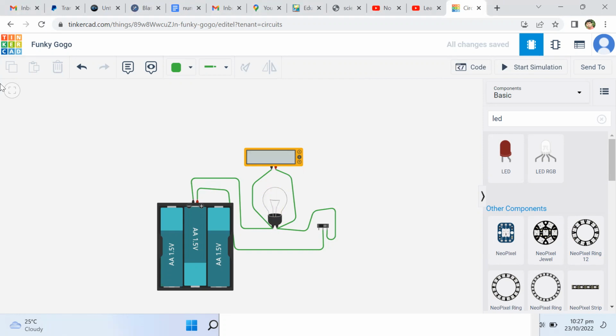Okay, now you know the battery serial connection. So this is the result of the battery serial connection. Let's move to the next part.